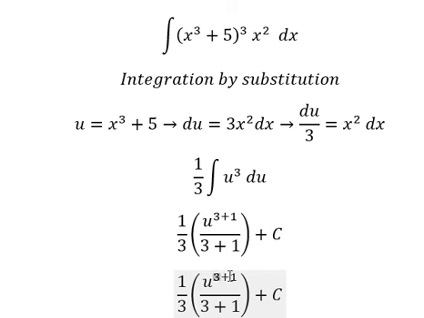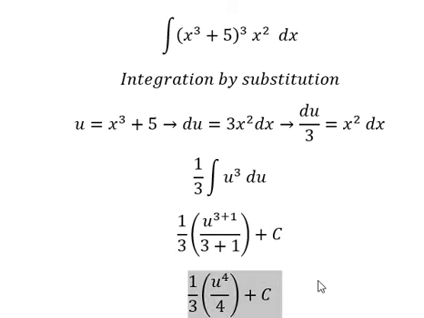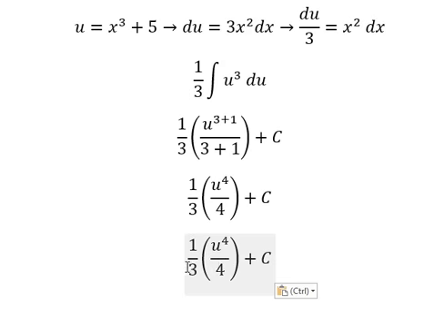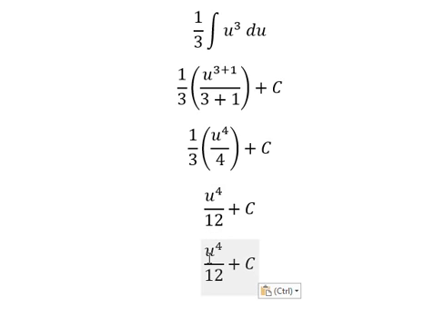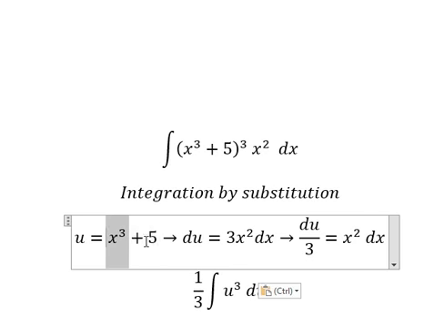So this one we have number 4. So number 3 multiplied by number 4, we have number 12. About u, that is about this one.